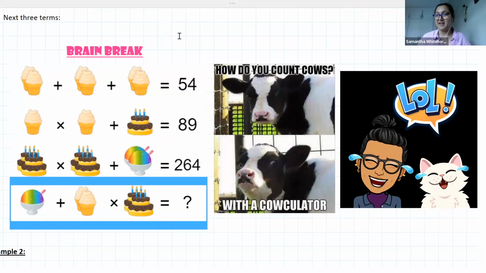There's another car one, and I can't remember it. It'll come to me. But I do love a good cow joke.